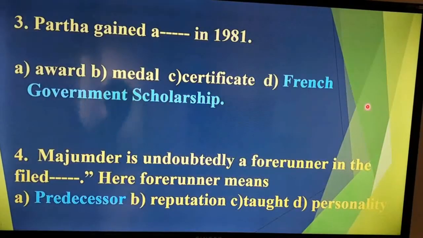Number 3. Patso gained a dash in 1981. What did he get? Can you remember? There is a mention in the text. Award, medal, certificate, French government scholarship. What did he get? Yes. After 2 years he got that French government scholarship. He got it in 1981. Okay.